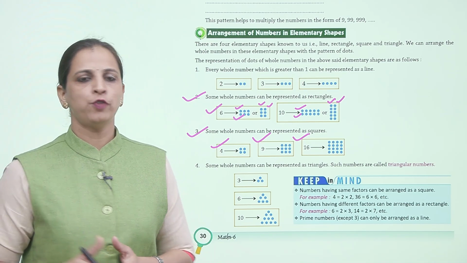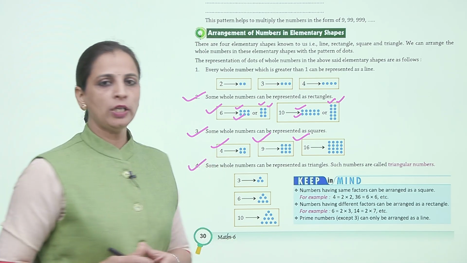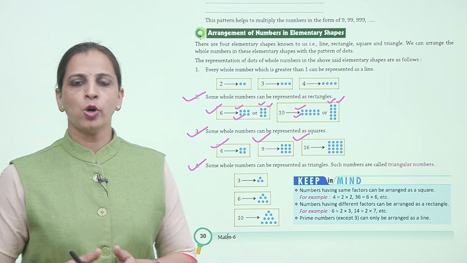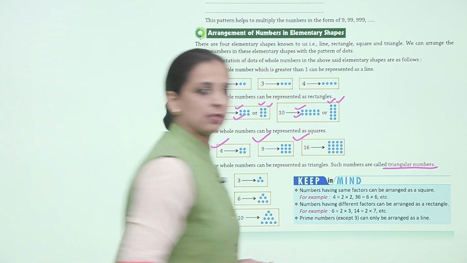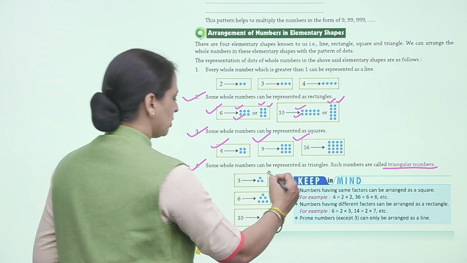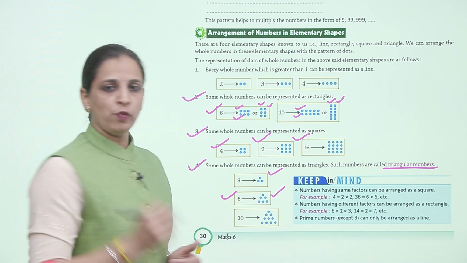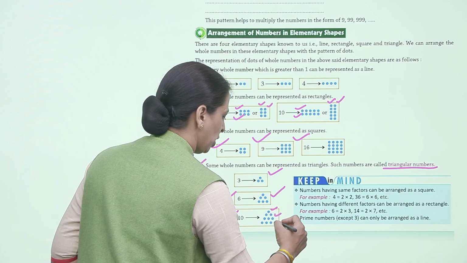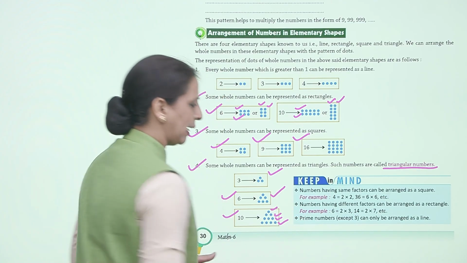Now fourth is some whole numbers can be represented as triangles. Such numbers are called triangular numbers. Like 3 dots, 6 डॉट की फॉर्म में 1 2 3 5 6 and 10 1 2 3 4 5 6 7 8 9 10.